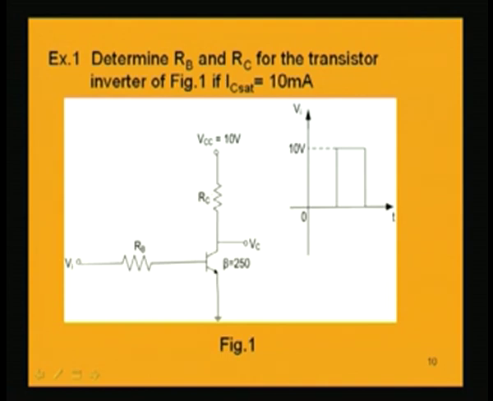What is IC in this particular configuration? IC is VCC minus VCE divided by RC, that is generally the expression for the collector current. So, under saturation what will happen?